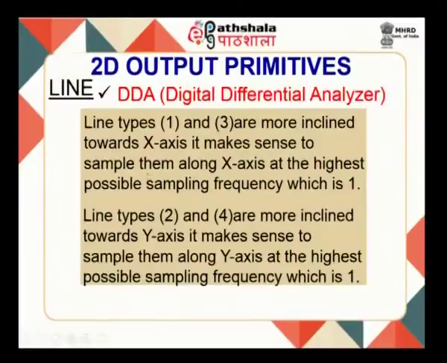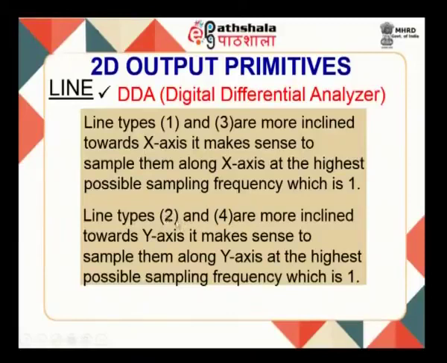As mentioned here, line types 1 and 3 are more inclined towards the x axis. The important observation is that we can sample them along the x axis at the best possible sampling frequency, which is 1, that is, 1 unit here. Imagine you have lines which are more inclined towards the x axis.